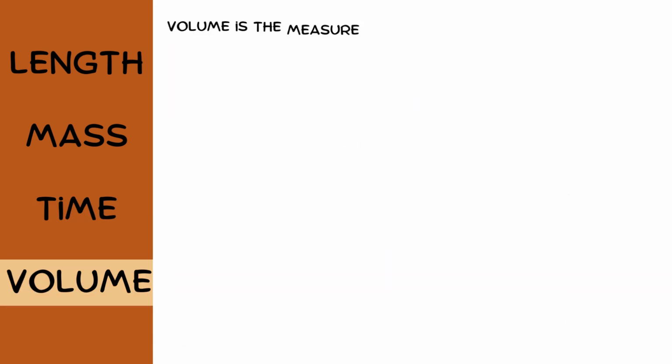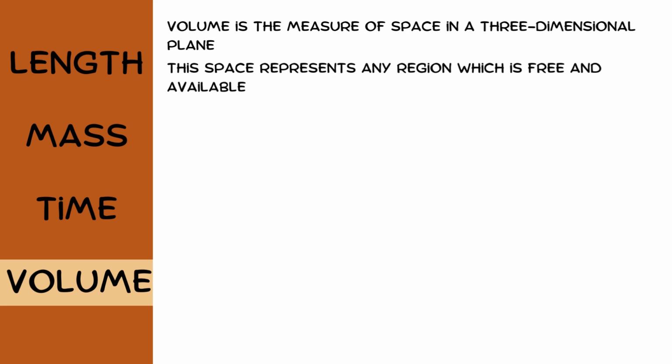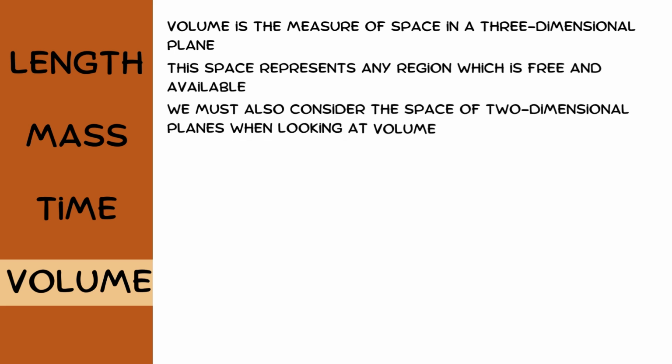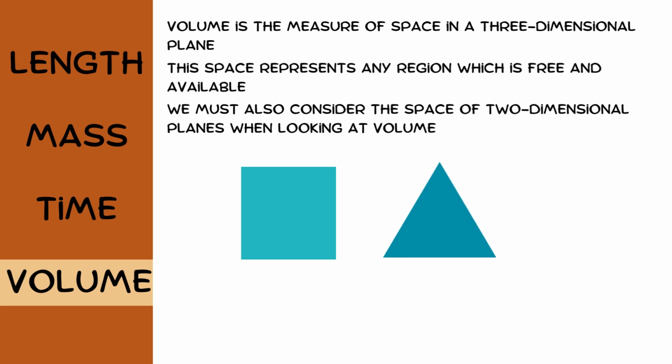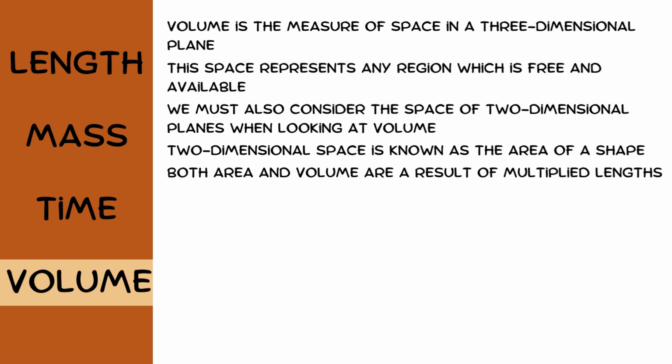Finally, volume is the measure of space within a 3-dimensional plane. This space represents any region which is free and available. Space also represents the freeness of two-dimensional shapes like squares and triangles. This space is known as the area of a shape. Both area and volume work together as both are a result of combined or multiplied distances.